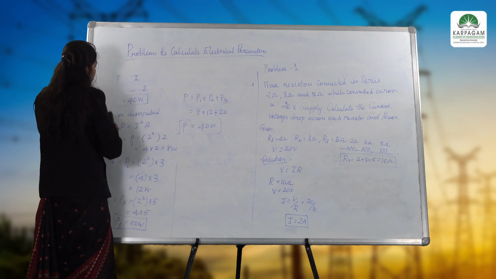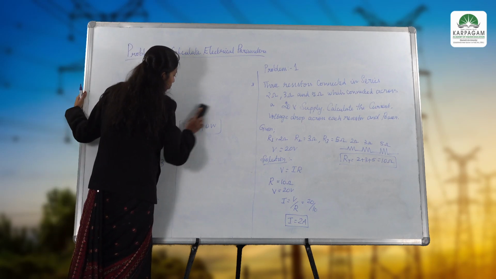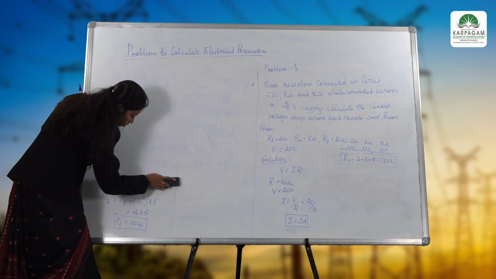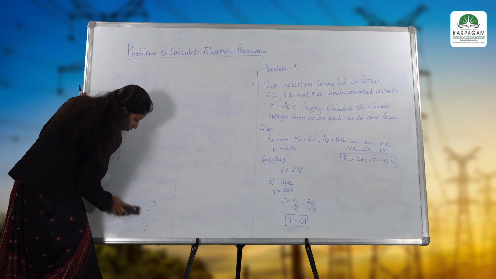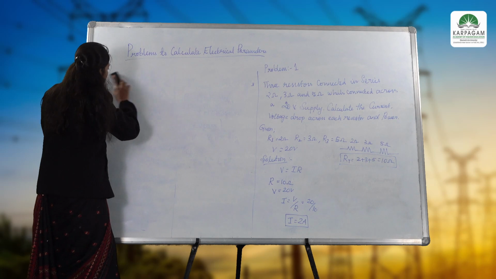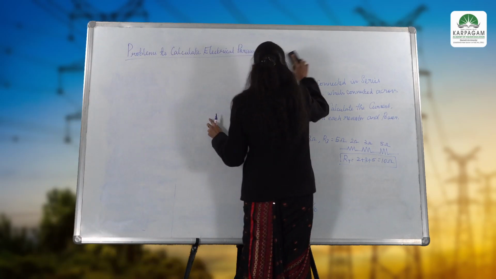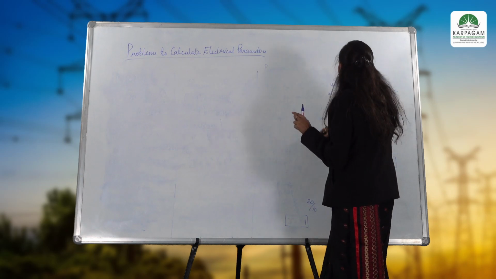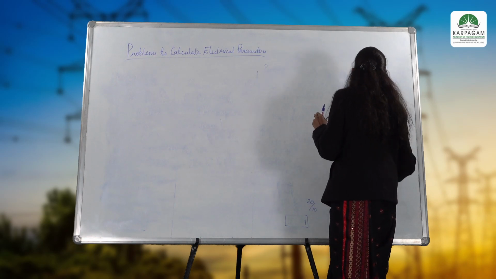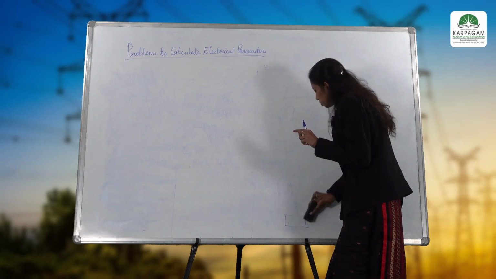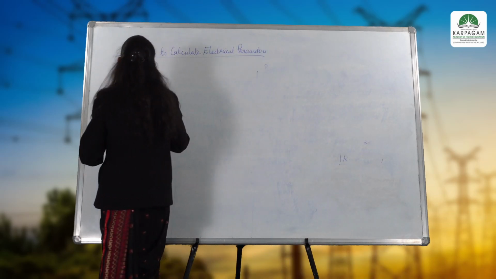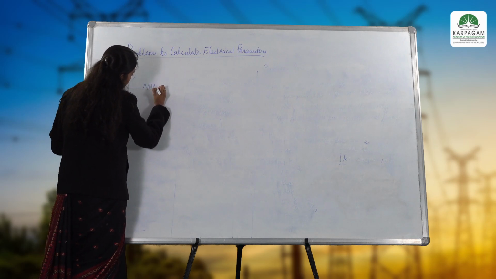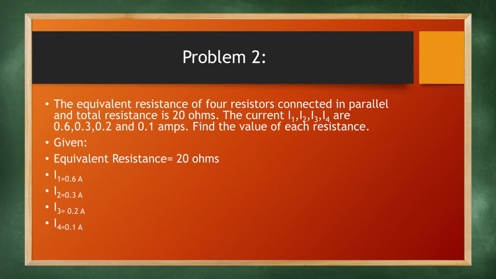And the next one is, we are going to solve a problem when 4 resistors are connected in parallel. Now we have a clear idea on how to solve the series circuit problems. This is about problems on parallel circuits. So I have 4 resistors that are connected in parallel.